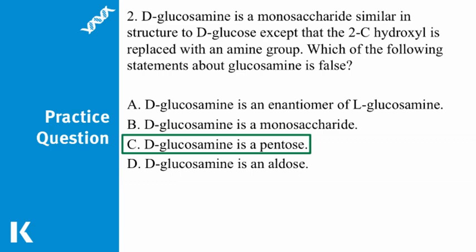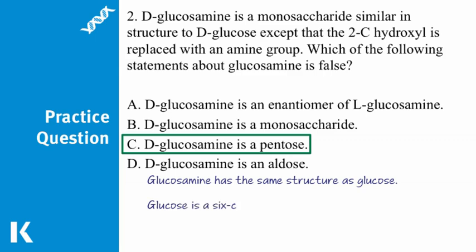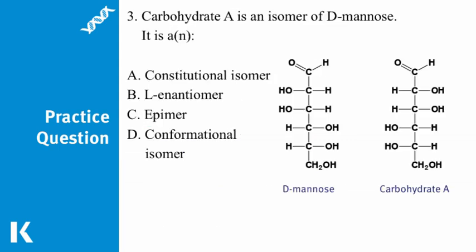D-glucosamine is a pentose. Because the question stem told us that D-glucosamine is structurally similar to D-glucose, we can assume that they have the same number of carbons. Therefore, the easiest answer choice to pick out as being incorrect is the one that states that glucosamine is a 5-carbon sugar, which is what pentose means. And now for a third question. This one is asking you to compare D-mannose with an unknown sugar, carbohydrate A.